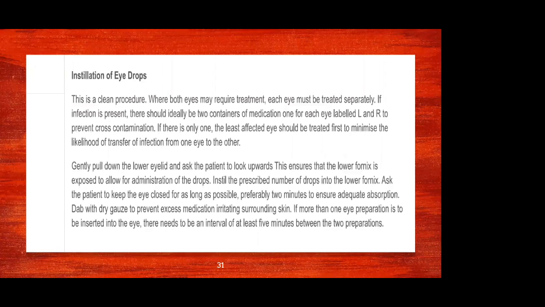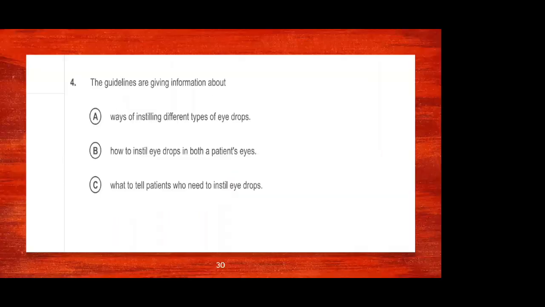You're requesting the patient to look upwards. That's all. We are not telling the patient how to instill an eye drop.